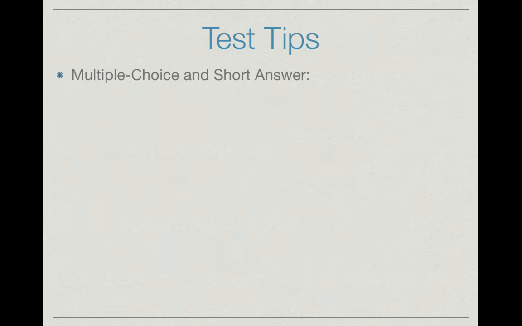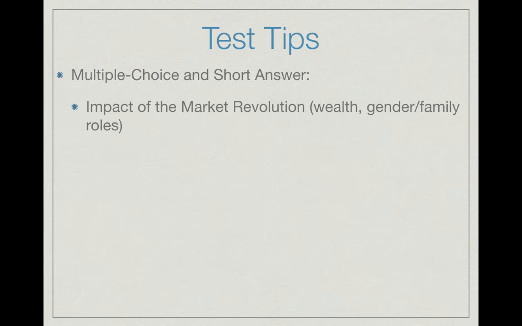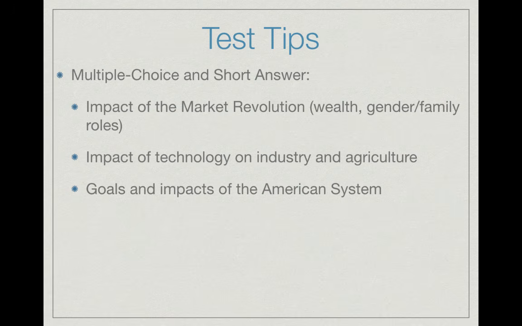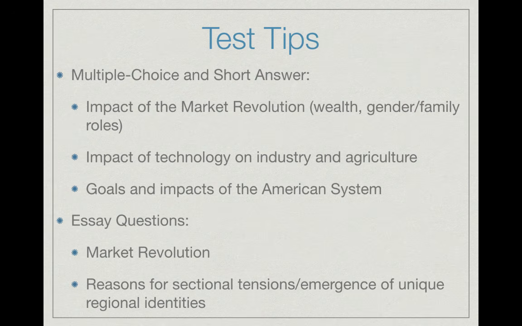All right, we'll finish up with some test tips for multiple choice and short answer. Be able to identify and explain the impact of the market revolution, the impact on wealth in this country, the growing gap between the rich and the poor, as well as gender and family roles, and the impact of technology on industry and agriculture, and goals and impacts of the American system. For essay questions, it could be about the market revolution in general and reasons for sectional tensions and the emergence of unique regional identities during this time.